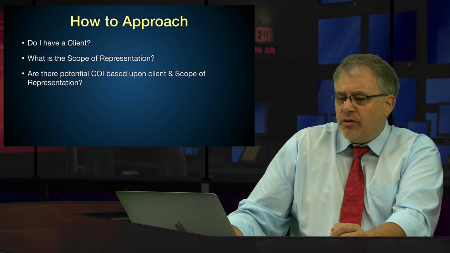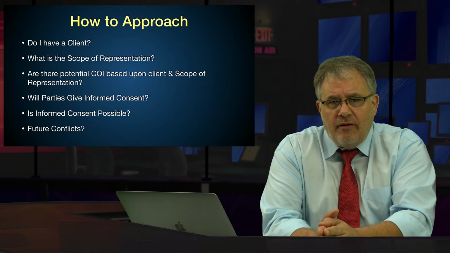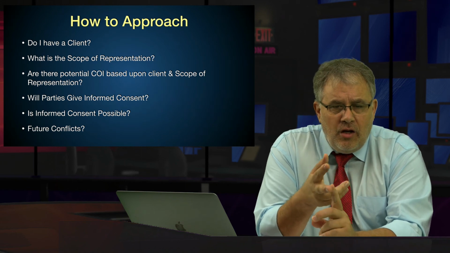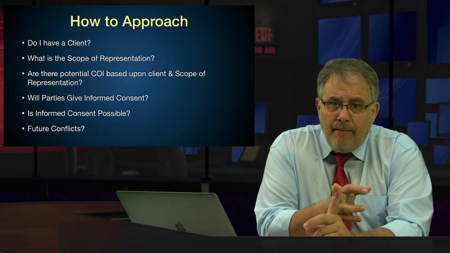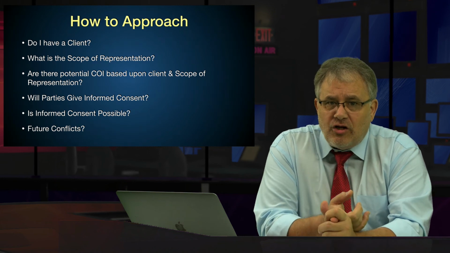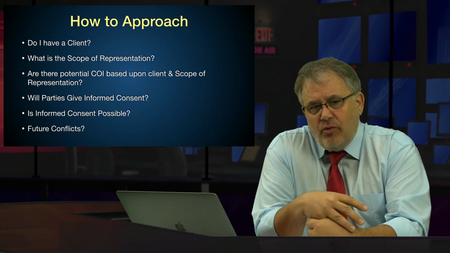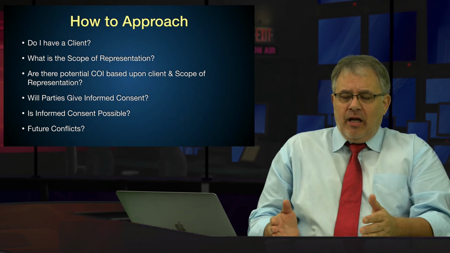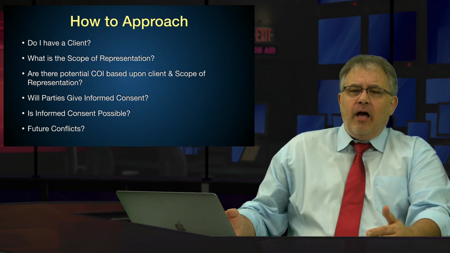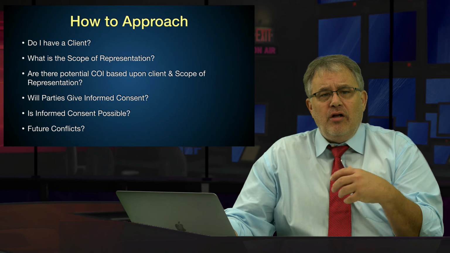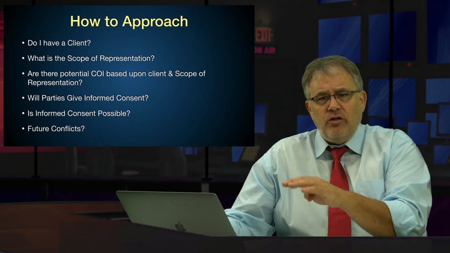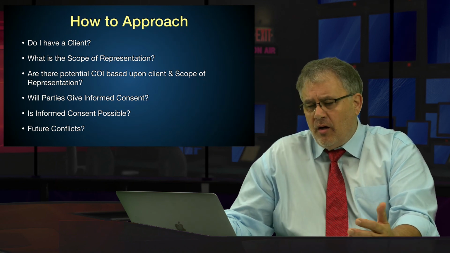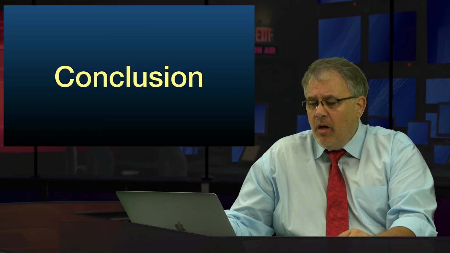So how should I approach when I'm dealing with conflicts of interest? Well, the first thing I ask is, do I have the client? What is the scope of representation? Are there potential conflicts of interest based upon the client and the scope of representation? If necessary, will the parties give informed consent? Does the rule allow for informed consent? Has the informed consent been done properly? And have I considered the likelihood of future conflicts? This checklist is a really useful checklist to keep you out of trouble and to address conflict of interest issues on a bar exam or in some other modality.